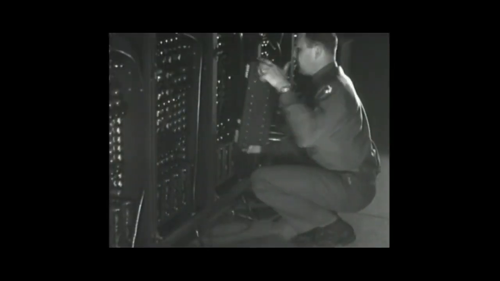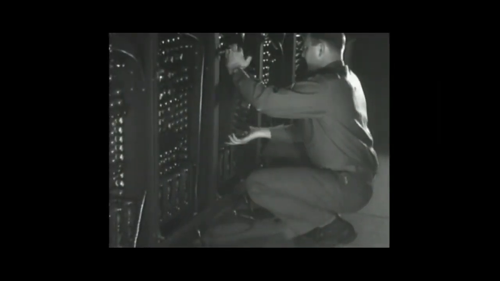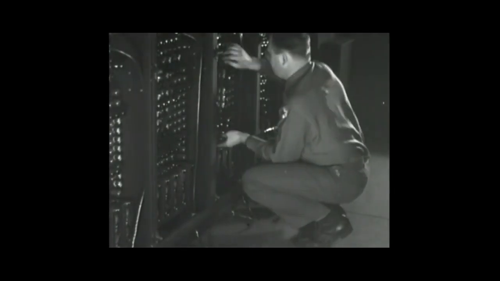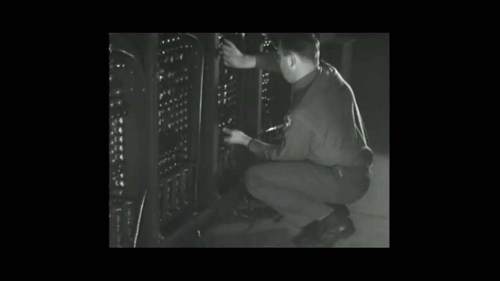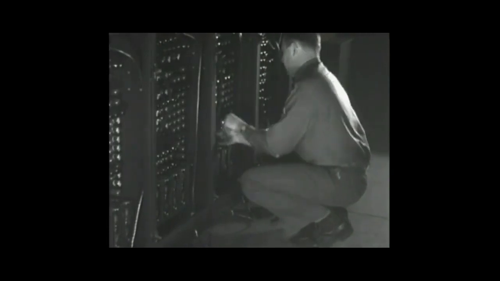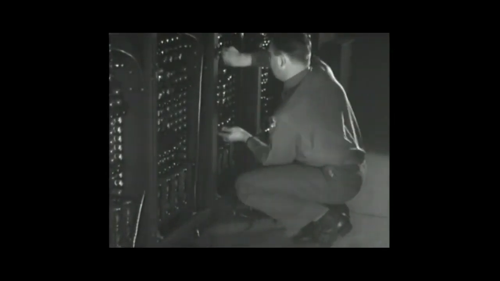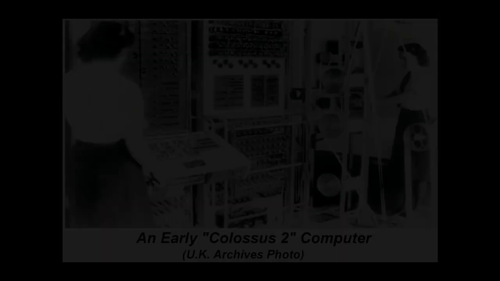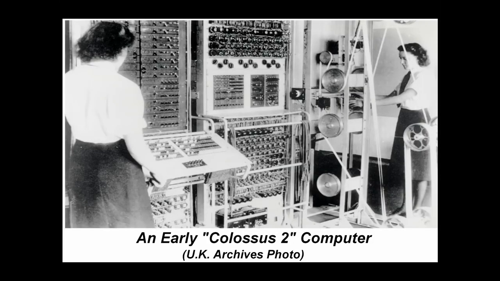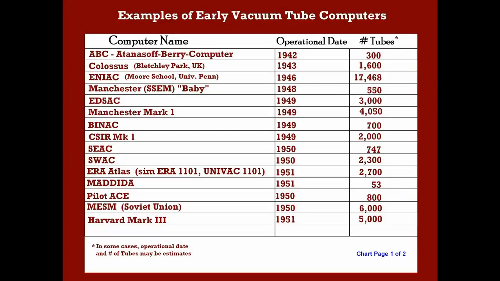Broadly speaking, the electronic digital computers built during the 1940s up to about 1956 are referred to as first-generation computers. One characteristic of this first generation was a massive use of vacuum tubes. Among the notable examples, the first Colossus computer, which began operation in 1943, contained 1,600 vacuum tubes. The following two tables list a few of the early vacuum tube computers.